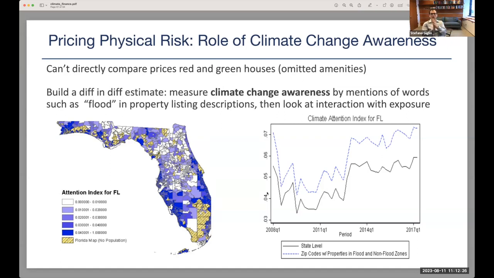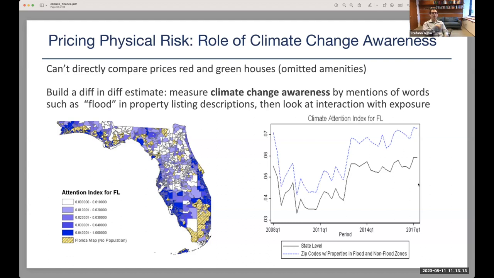We take all the real estate listings from Zillow, and in every location and in every quarter, we build a measure of how much these real estate listings are talking about climate risk. For example, do they mention flood? Do they mention FEMA, which is the agency that deals with emergencies, or do they not? So this is a geographic distribution of this attention index. You see that in the coastal areas, as you might expect, there's much more talk in the real estate listings about flood, for example, than in the inland. But you also have time variation. You see this is the index across time for a given location. There are periods where people pay more attention or less attention to climate risk.